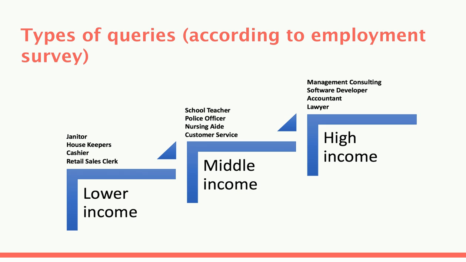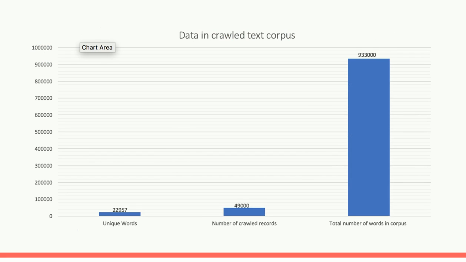The crawled queries were selected based on popular job searches for different income groups such as high, middle and low income jobs. This aims to provide a more holistic overview on various jobs in the market today. The crawled corpus also comprises approximately 49,000 records and 933,000 words. After vectorization of the text corpus, there are 22,957 unique words.